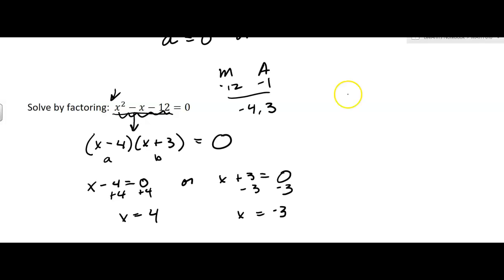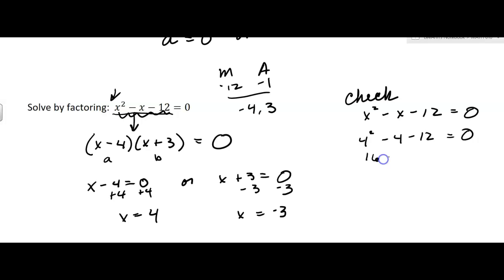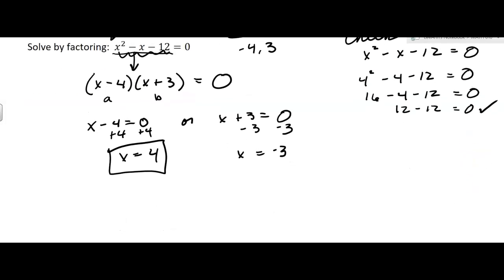Now normally I probably wouldn't take the time to check them, but for this first one I'll show you how it works. So if I were to check this to see if my solutions work, which is always a good idea, I would put in 4 and see if that made a true statement. Well, 4 squared is 16. 16 minus 4 minus 12, is that 0? Yeah, 16 minus 4 is 12. 12 minus 12 is 0, so yes, that one works. So we know x equals 4, that is going to make a true statement. That's a solution. Now let's check the negative 3.